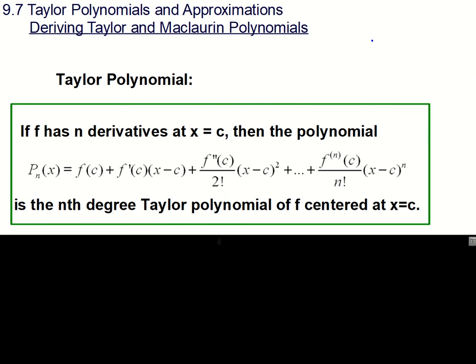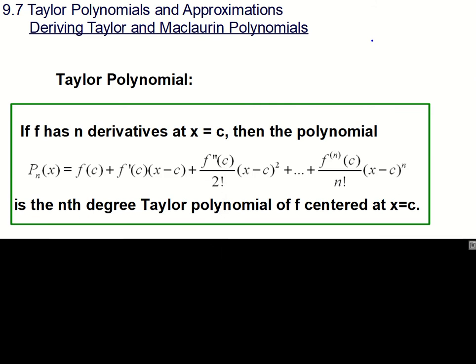So here's the definition of a Taylor polynomial. If the function f has n derivatives at x equals c, then the polynomial p sub n of x, which you can see there, we're going to break that down in a bit, is the nth degree Taylor polynomial of f, and it's centered at x equals c. So let's look at what we have.